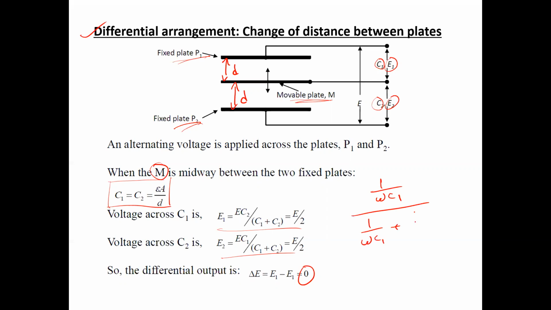If you consider the reactances and write in the form of voltage divider rules, you can later simplify them to have this sort of an expression. As both the capacitances are equal when the movable plate is located at the center, the voltage drop across both will be the same, and that will result in zero potential difference between the two developed voltages.